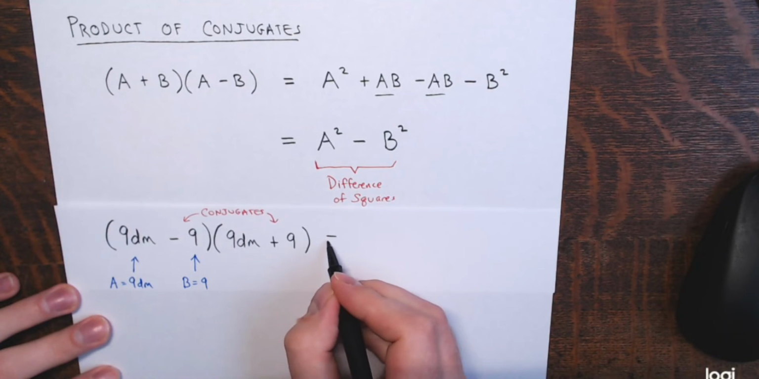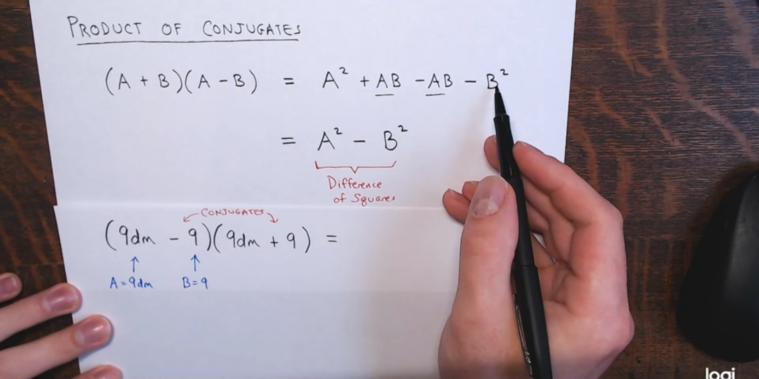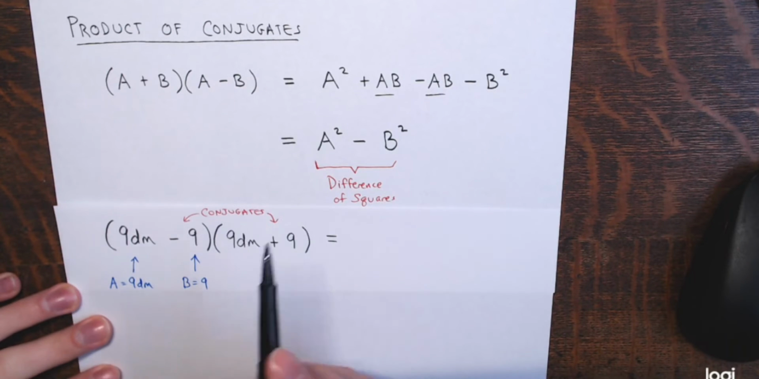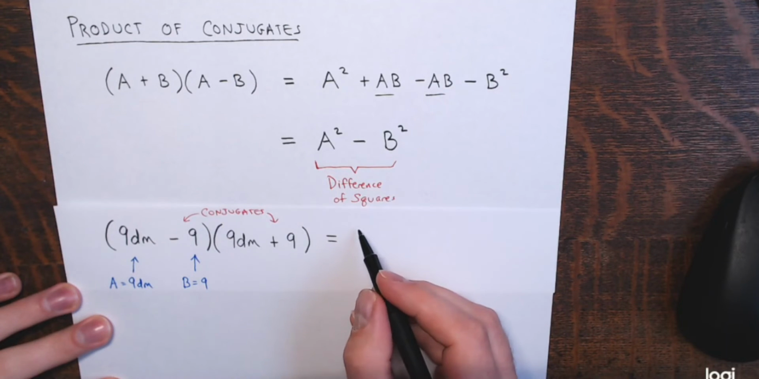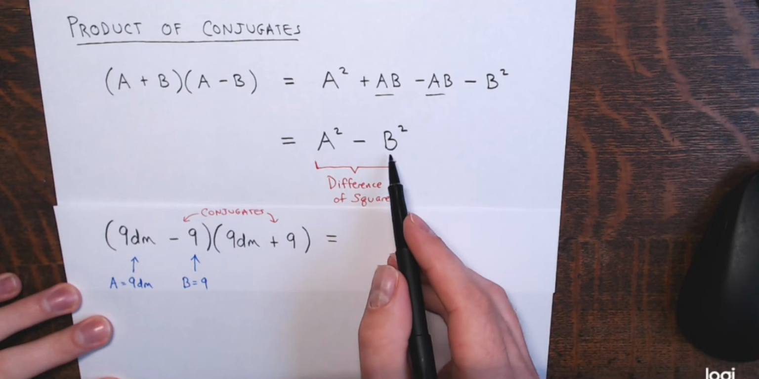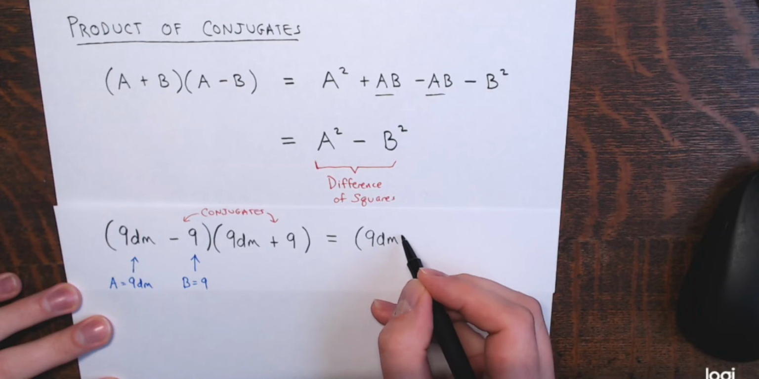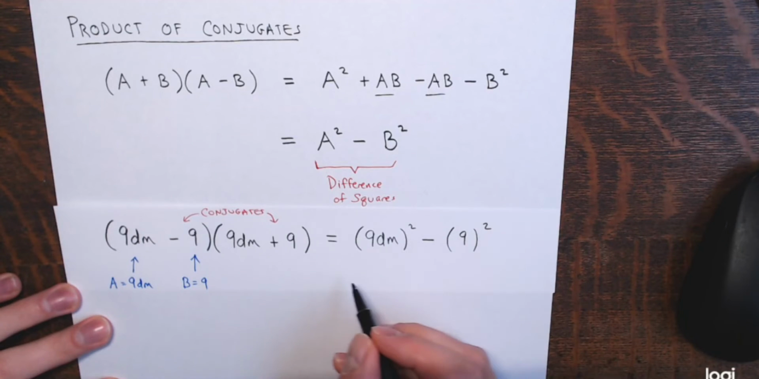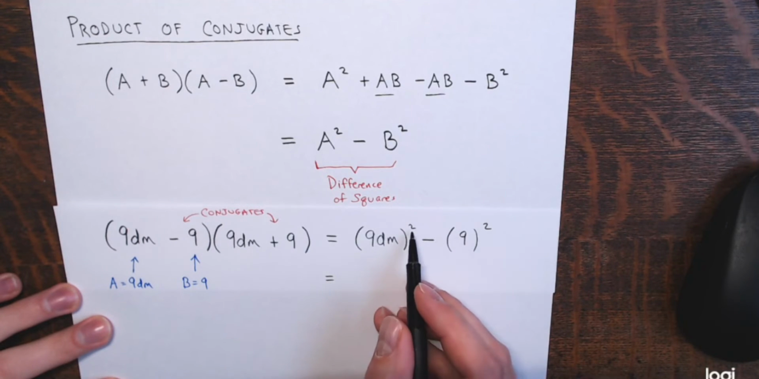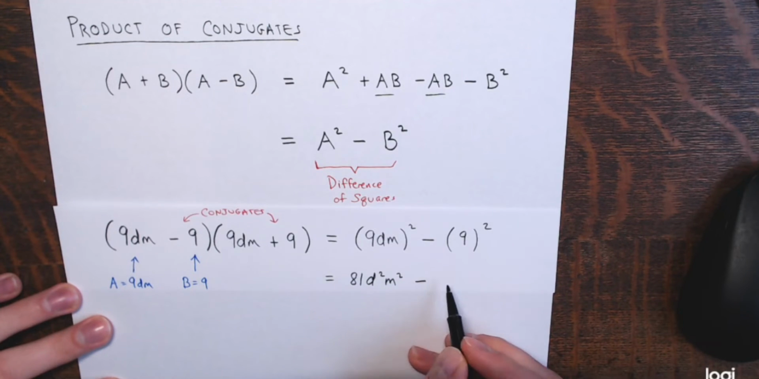So now you could do the FOIL method or multiply these two binomials the long way, and then combine like terms and simplify it. But if you recognize, hey, this is the product of two conjugates, I should end up with a difference of squares. Just replace the a with 9dm and the b with 9, and we get 9dm squared minus 9 squared. And of course, we're simplifying this. Now 9dm squared would be 81d squared m squared minus, and then 9 squared is 81. And there we go. That's all we're asked to do.